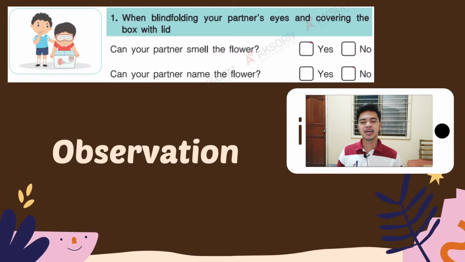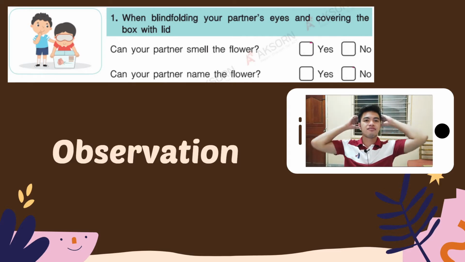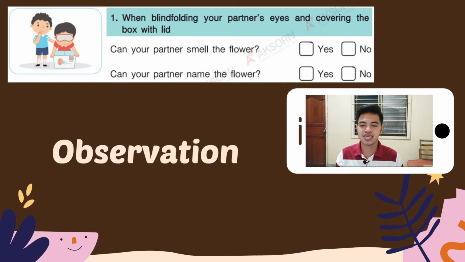Okay, here, what will happen when we blindfold our friend and then we cover the box with the lid? So what if there's a flower in the box and the box is covered with lid? So what do you think will happen? And then you're going to blindfold your friend, okay? For example. So the question is, can your partner smell the flower? So what do you think? Can your partner smell the flower?